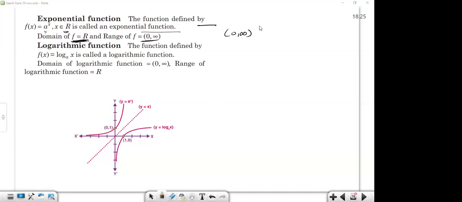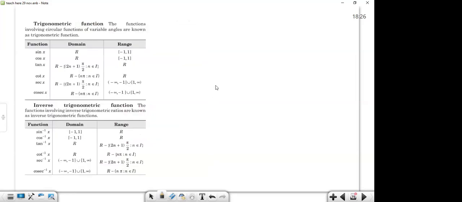Is the screen visible? Yes, sir. Discussing the logarithm function, the function defined by logarithm, we have also covered this chapter. The domain should be positive and must not be 0, and the range is all real numbers. You can observe the graph. Clear? Yes, sir.